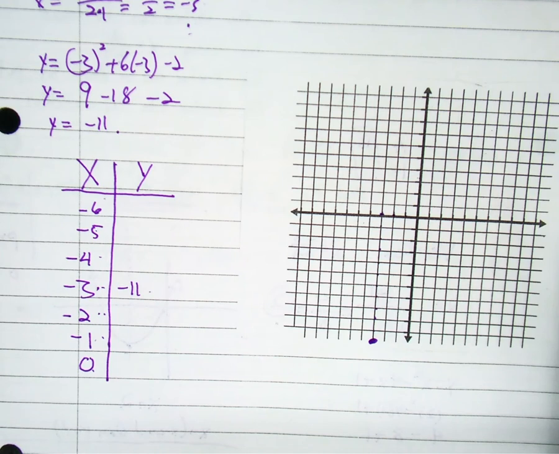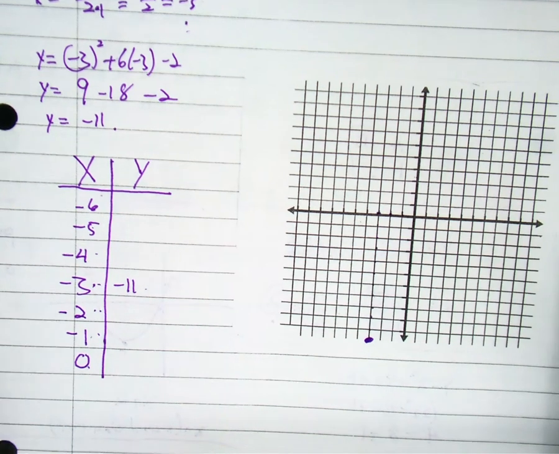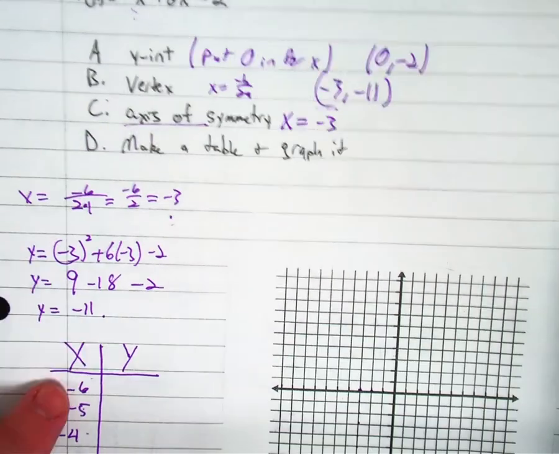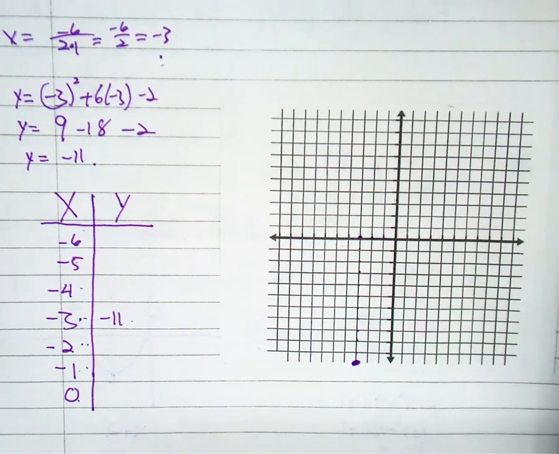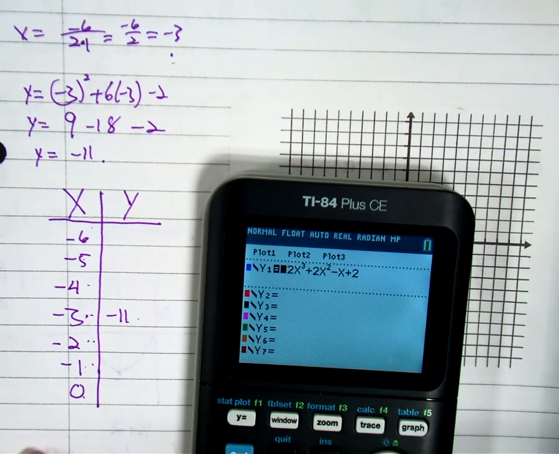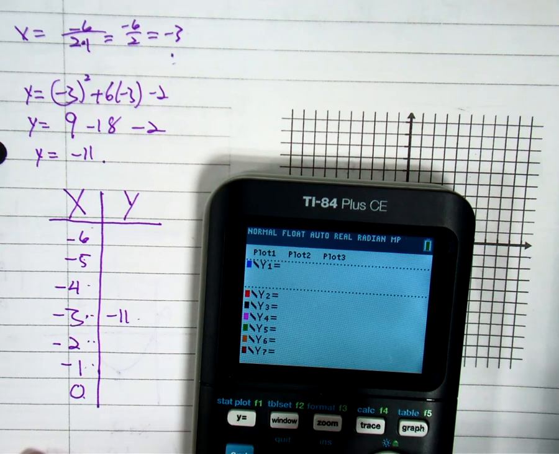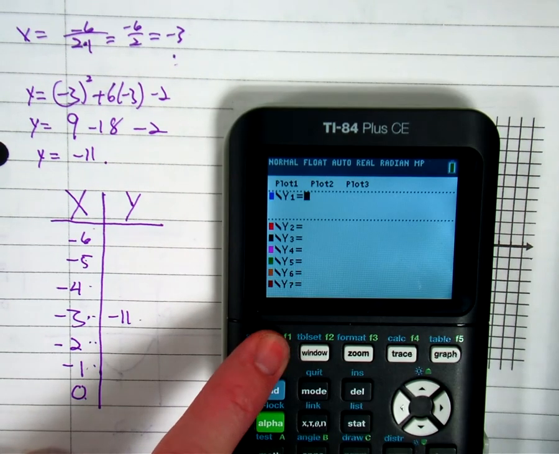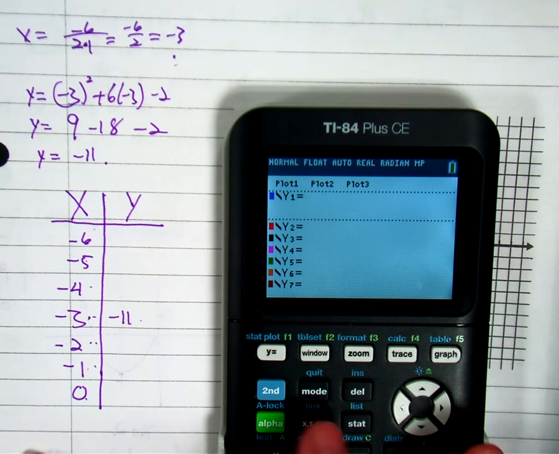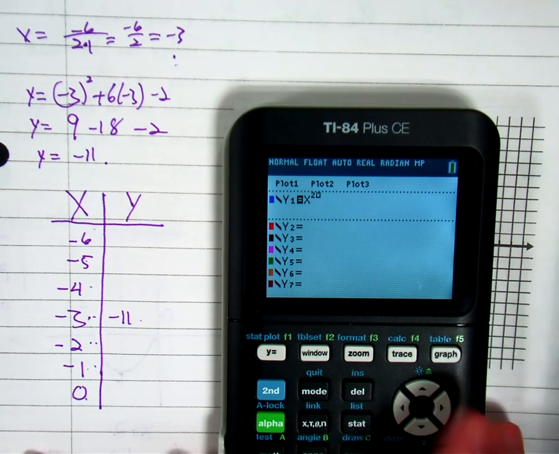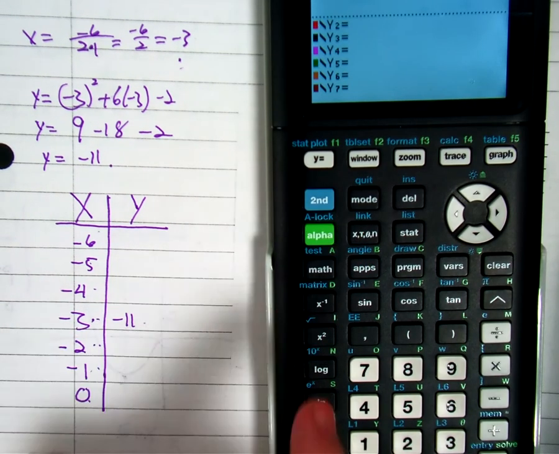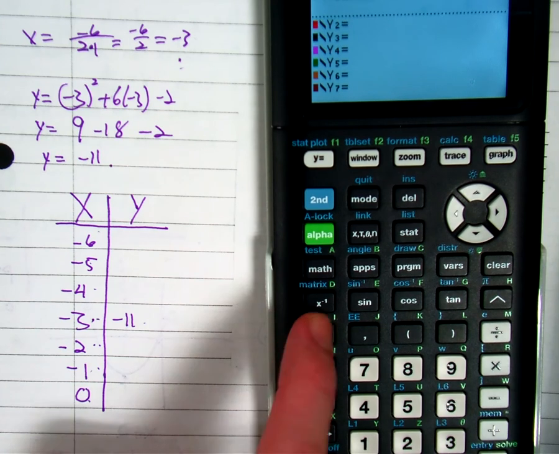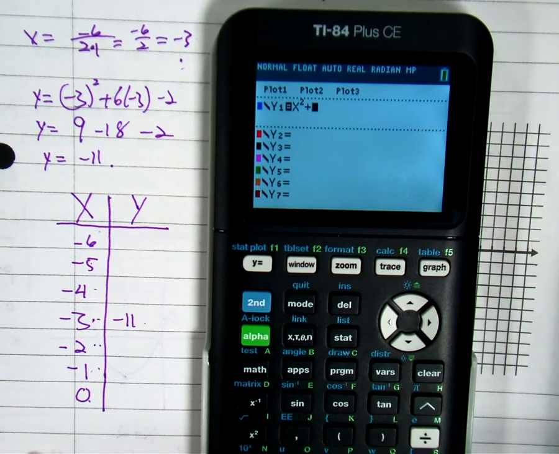Now you can go through and substitute all those in, put -6 into your equation and get your answer, put -5 into your equation and get the answer. All right, here is just a little bit of a shortcut. We're going to go to y equals on our graphing calculator. Our equation was x squared. How do you get x squared? Here's x, and then for squared, you can just push the x squared button right there. Plus 6x minus 2.